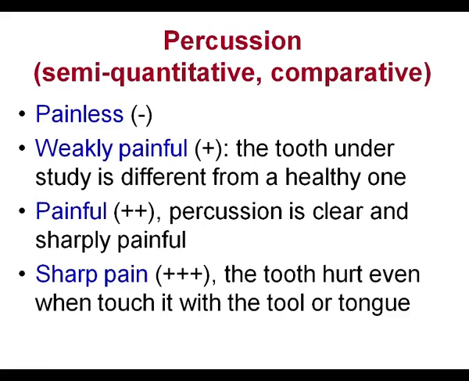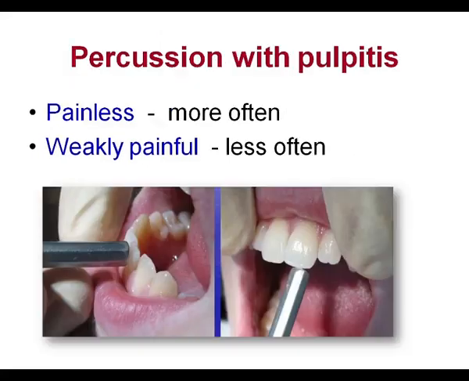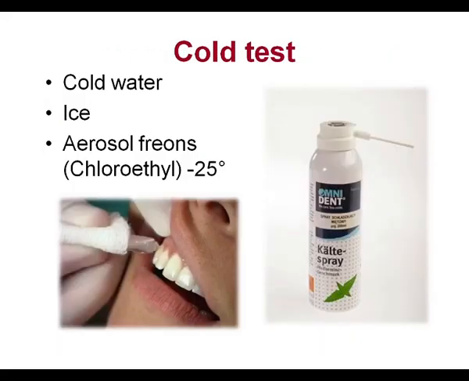And the next result is sharp pain. The tooth hurts even when touched with the tool or tongue. In pulpitis, percussion is more often painless and less often weakly painful.